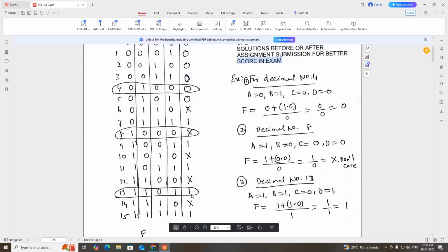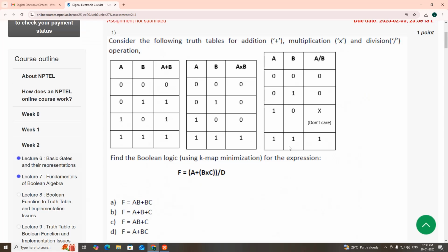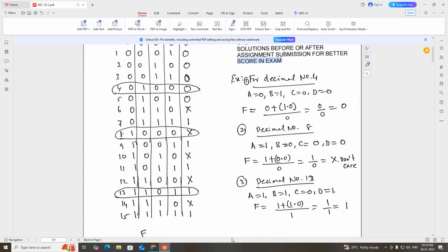For serial decimal number 13, you can see here 1 1 0 1. So a equal to 1, b equal to 1, c equal to 0, d equal to 1. So 1 dot 0 is 0, plus 1 is equal to 1. So both numerator and denominator are 1. According to this, if both are 1 1, a bar b is equal to 1. So we have written output f equal to 1.